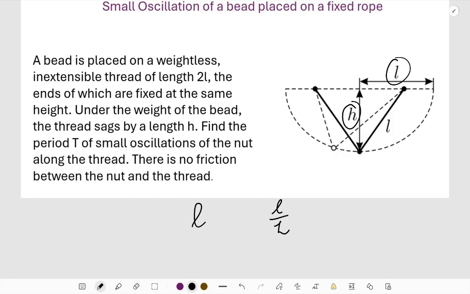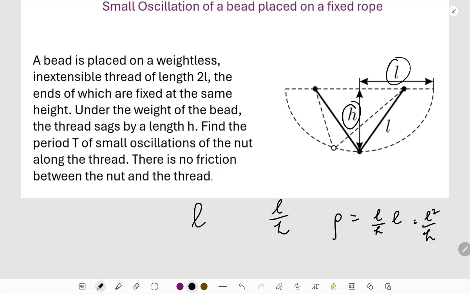That means that the radius of curvature of the ellipse at its lowest point is L by H times the radius of the circle. That is, here its radius of curvature is L by H times its radius L, that is equal to L square by H.